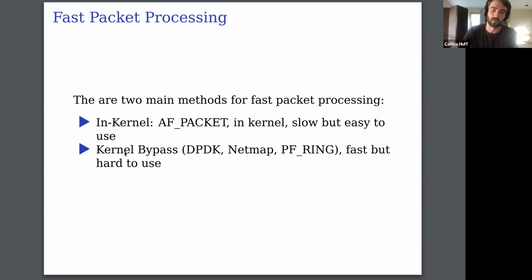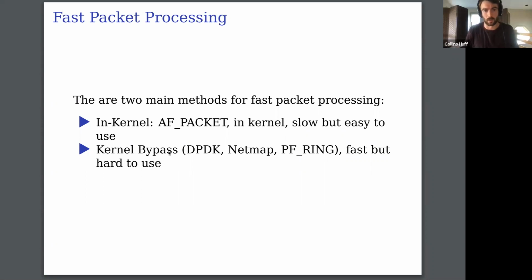Another option is to use techniques like kernel bypass. So these completely bypass the entire Linux kernel networking stack. They're obviously super fast because you don't have any of that overhead, but they're generally a bit more difficult to use because you have to load a kernel module. And also in the case of PF ring, you have to buy a license.